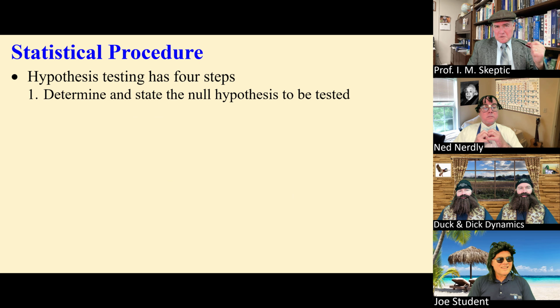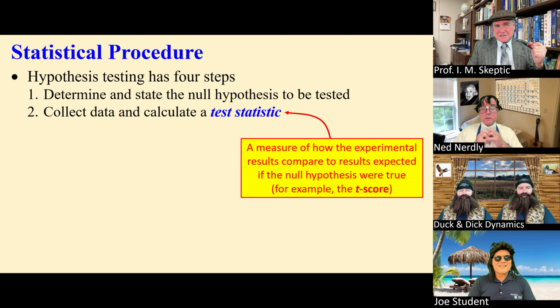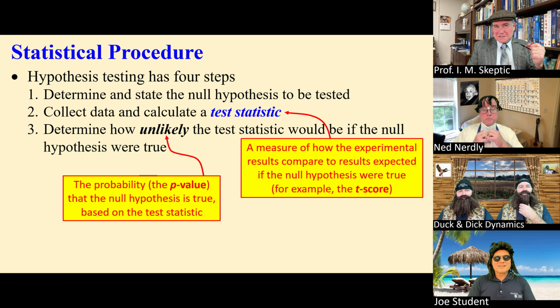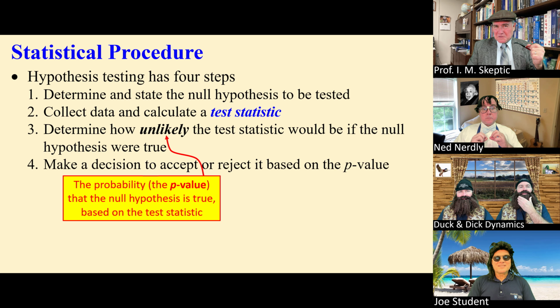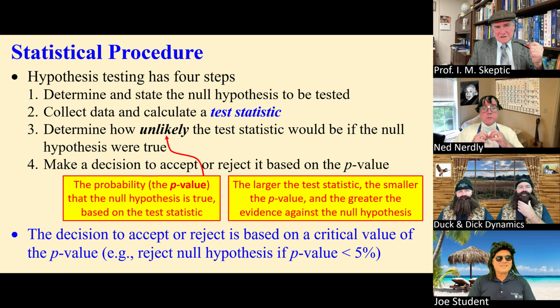Hypothesis testing has 4 steps. Determine the null hypothesis. Collect data and form a test statistic. That's some measure of how our results compare with what's expected if the null hypothesis were true. One example is the t-score. Then we determine how unlikely the test score would be if the null hypothesis were true. This unlikelihood is expressed as the probability value or the p-value. We make a decision to accept or reject based on the p-value. The larger the test statistic, the smaller the p-value. The decision to accept or reject is based on some critical value of the p-value.